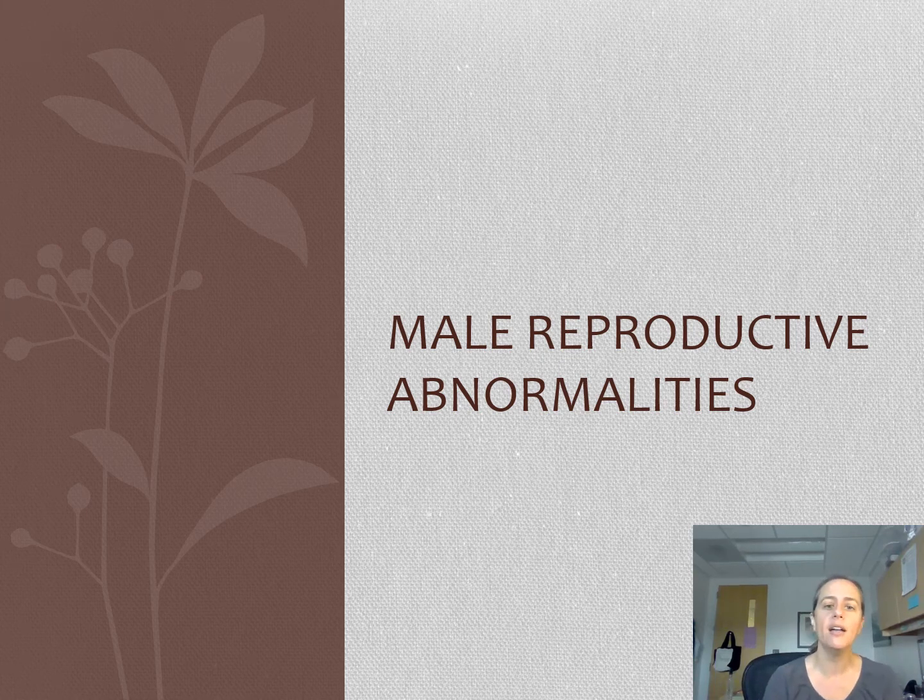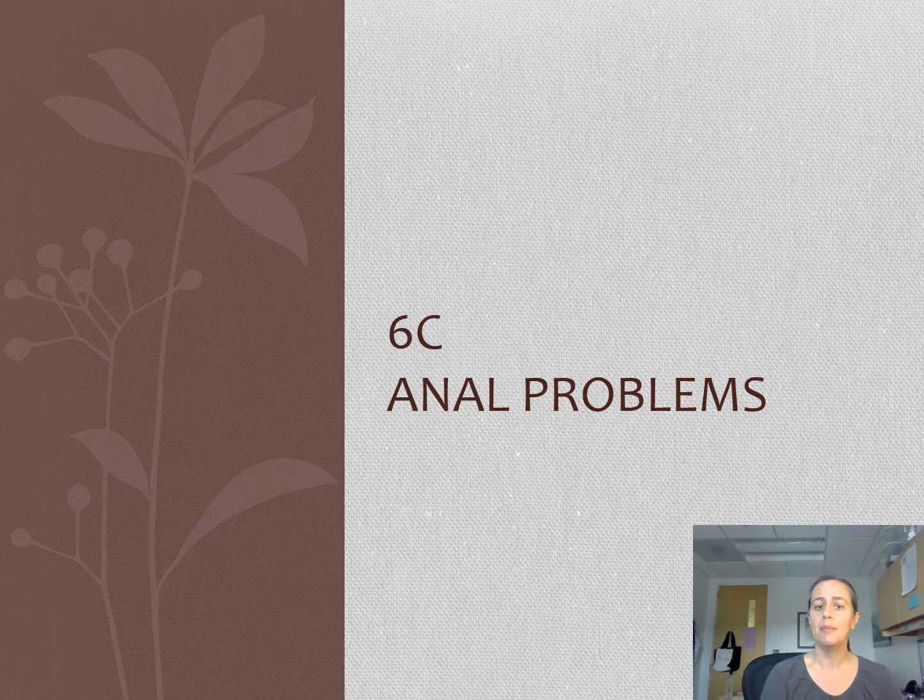Okay, continuing on with reproductive abnormalities, but we're actually going to talk about something that can happen in both male and female-bodied people, because everybody has an anus. So we're going to talk about anal problems in 6C. We just have room for it in this lecture, but of course it's not unique to males. These problems happen in female-bodied people too.